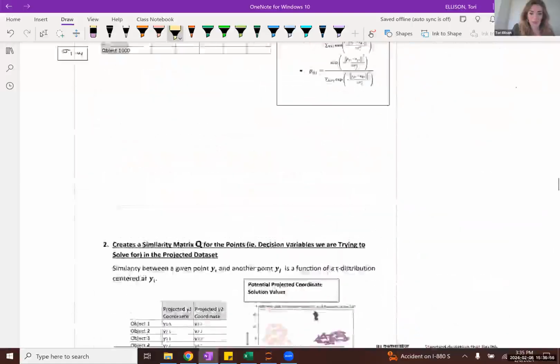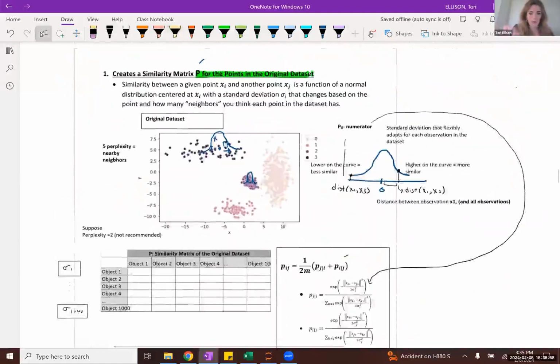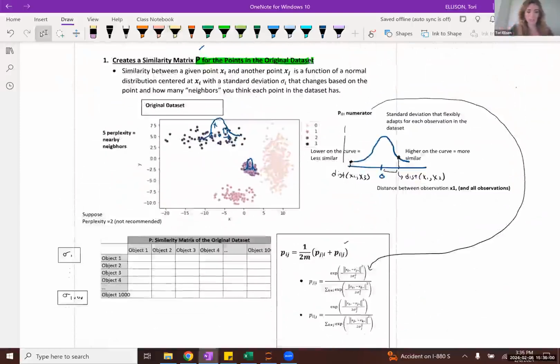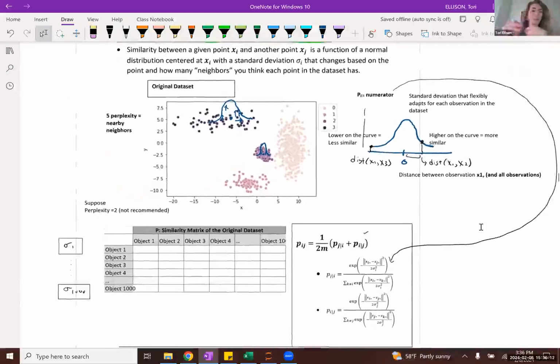So just as a quick recap, we're very careful about how we design this similarity matrix for P. What we end up using is basically a normalized Gaussian curve for determining these similarity values between two observations in the data set. Most often we use the Euclidean distance to create the final similarity matrix, right?